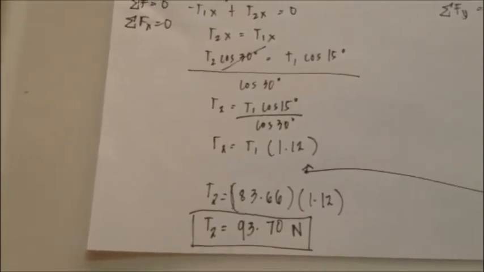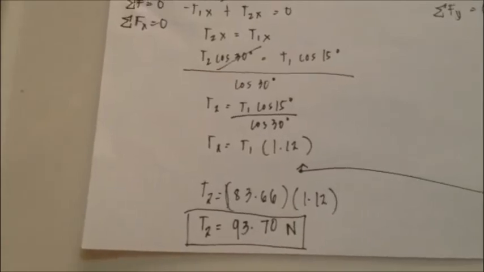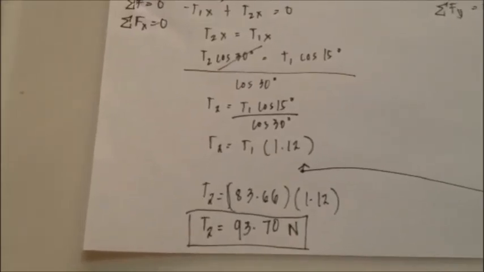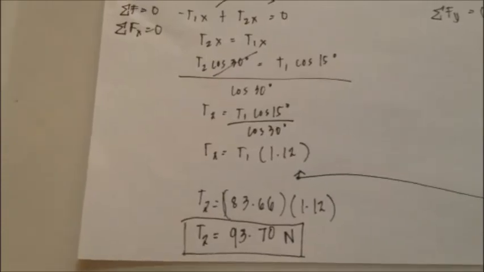And then 83.66 times 1.12 is 93.70 newtons, which is the value for T2.